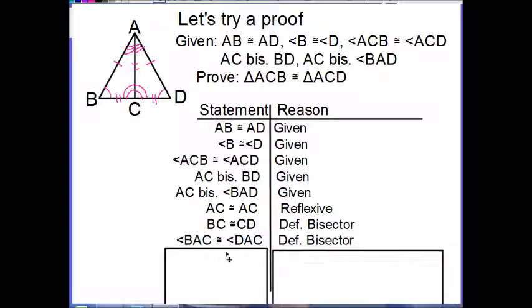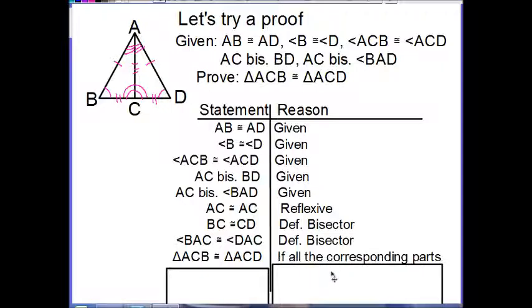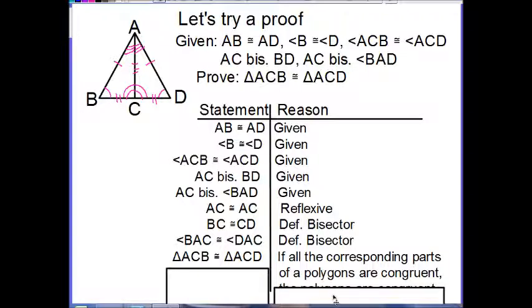Now, my triangles are congruent. The reason is I have 3 sets of congruency. So how are we going to word this? Let's word it as an if-then. If all the corresponding parts of a polygon are congruent, the polygons are congruent. So what that means is if we have matches on 2 triangles, each angle and each side have matches, then we know my polygons are going to be congruent.